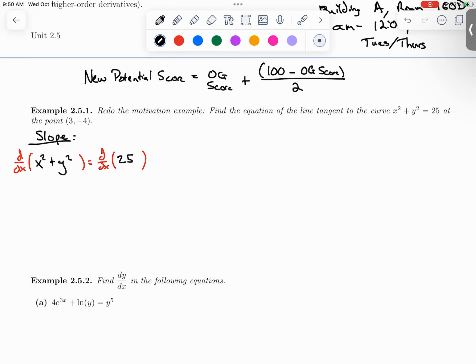We're taking the derivative of both sides. So the derivative of x squared with respect to x would be 2x. The derivative of y squared with respect to x. Keep in mind that terminology, very, very important. The derivative of y squared with respect to x would be 2y dy/dx.